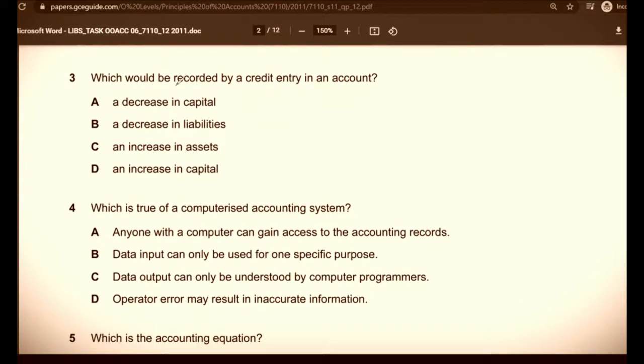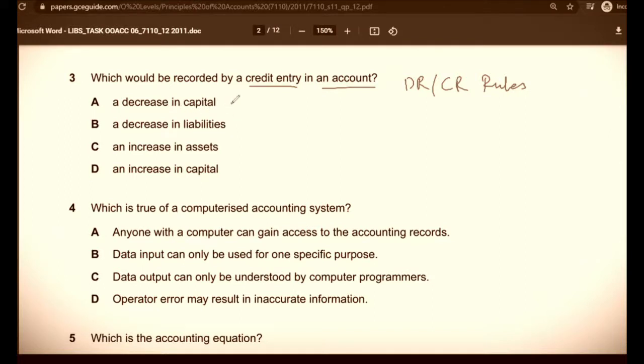Multiple choice 3, which would be recorded by a credit entry in an account. To solve this multiple choice, you need to know debit and credit rules. I actually have another video on my basic accounting series regarding debit and credit rules. So if you would like to watch that, please feel free to do so. Let's look into the options.